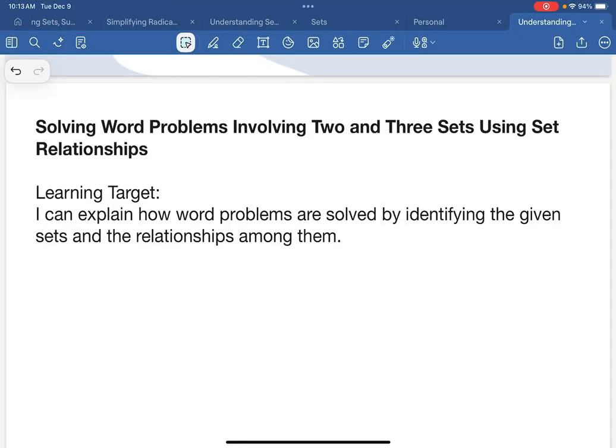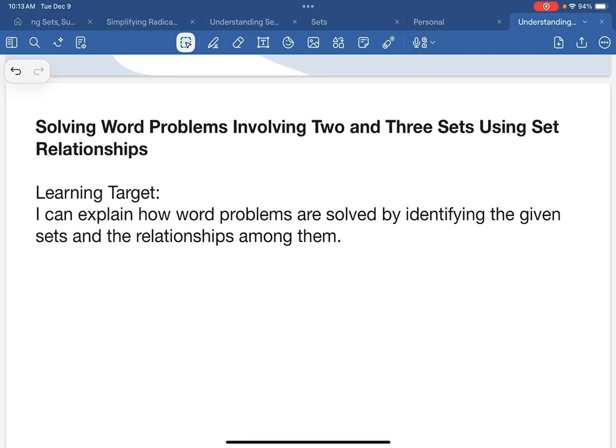Have you ever wondered how many students in your class like math, science, or both? Or how many people watched two or three different shows at the same time? Today, we're going to unlock the secret behind solving those kinds of problems using sets.